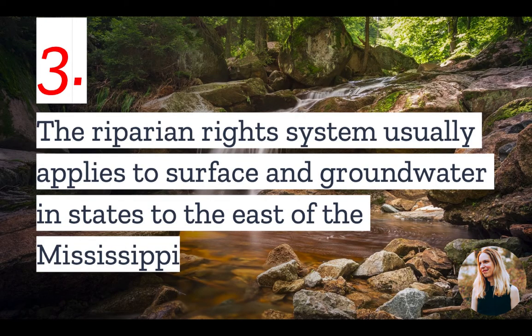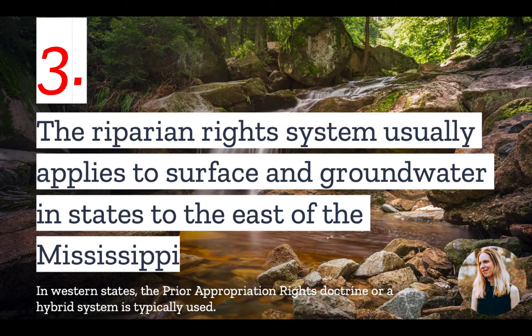Number 3, the riparian water rights system usually applies to surface and groundwater in states to the east of the Mississippi. In western states, the prior appropriation rights doctrine, or hybrid system, is typically used. And again, you'll want to speak with a local attorney to understand the nuts and bolts of water law, both as it applies to surface and groundwater in your particular area.